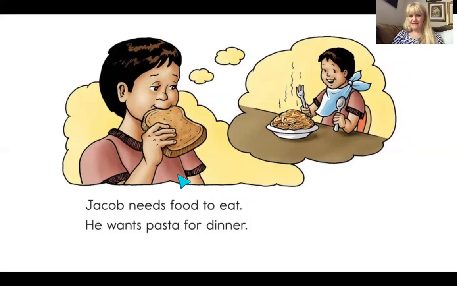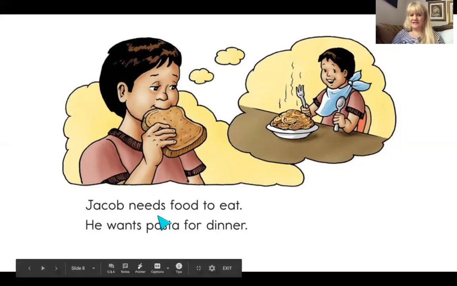Jacob needs food to eat. So he has a piece of bread here, and that's food. His body will be happy with that piece of bread. But he's thinking about pasta, and that pasta makes him very happy to think about. Jacob needs food to eat. He wants pasta for dinner.